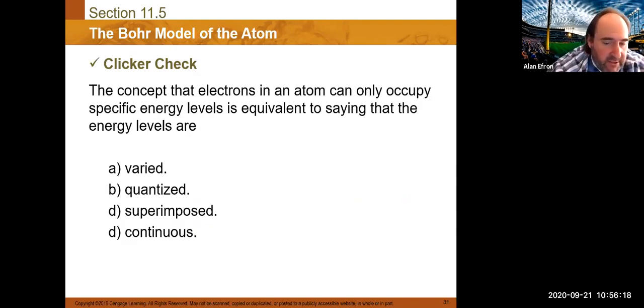The concept that electrons in an atom can occupy specific energy levels is equivalent to saying that energy levels are quantized. So that's that whole idea of this energy being quantized, which basically means specific packets of energy. And again, electrons gain or lose energy in the form of enough to get us from one spot to the next, as we've been talking about.